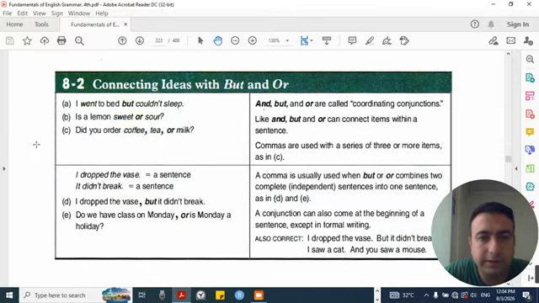8.2. Connecting ideas with but and or. A. I went to bed but couldn't sleep. B. Is a lemon sweet or sour? C. Did you order coffee, tea, or milk? And, but, and or are called coordinating conjunctions. Like and, but and or can connect items within a sentence. Commas are used with a series of three or more items, as in C.